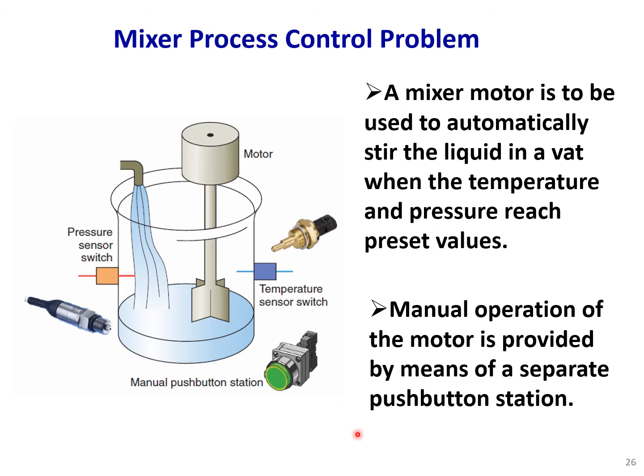Or we could have manual operation of the motor, which is provided by means of a separate push button station. So we want to have two modes of operation: automatic mode based on the sensor inputs and OR logic. The second mode of operation is the manual mode, and the operator should be able to start the motor by pressing the push button.